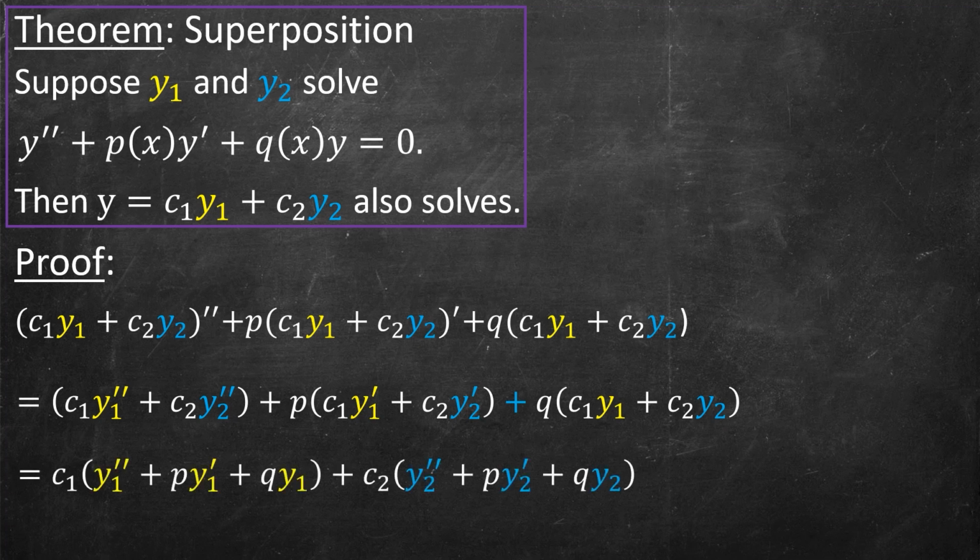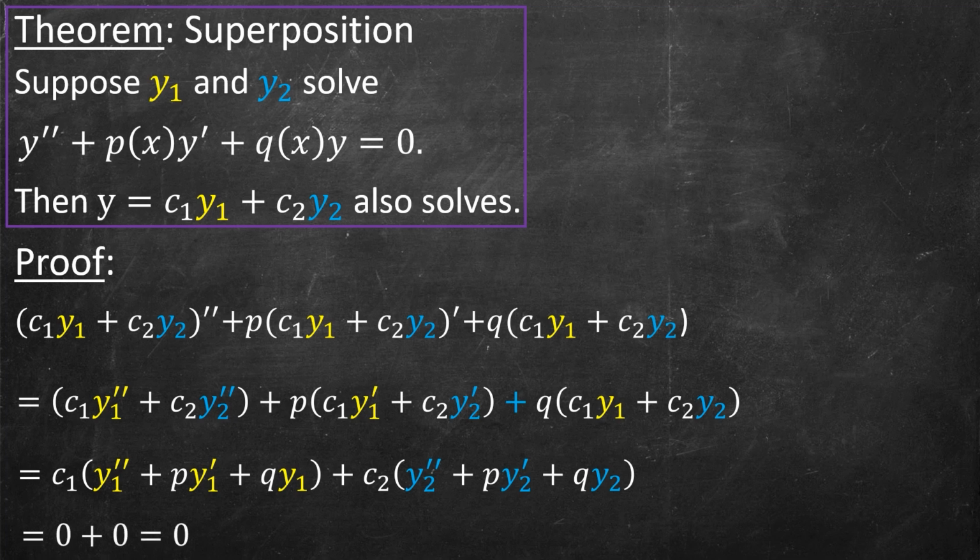Basically what I'm going to do is I'm going to have a c1 term, and that multiplies all the things that have a c1, which was a y1 double prime, a py1 prime, and a qy1. And then I'm going to have a c2, I'm going to bring that out, and all the things that have a c2 in it were y2 double prime, plus py2 prime, and plus qy2. But if I look at both of those expressions, well, those are just the original differential equation. The assumption is that both y1 and y2 solve the original differential equation. So if you plug them in, you're supposed to get 0.